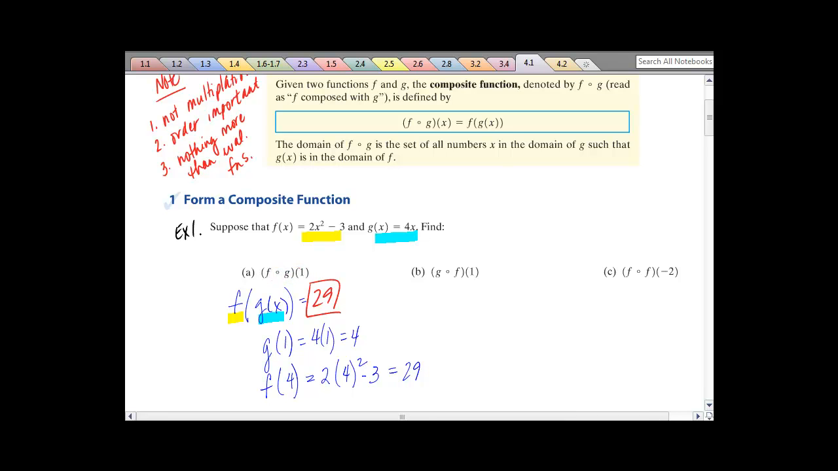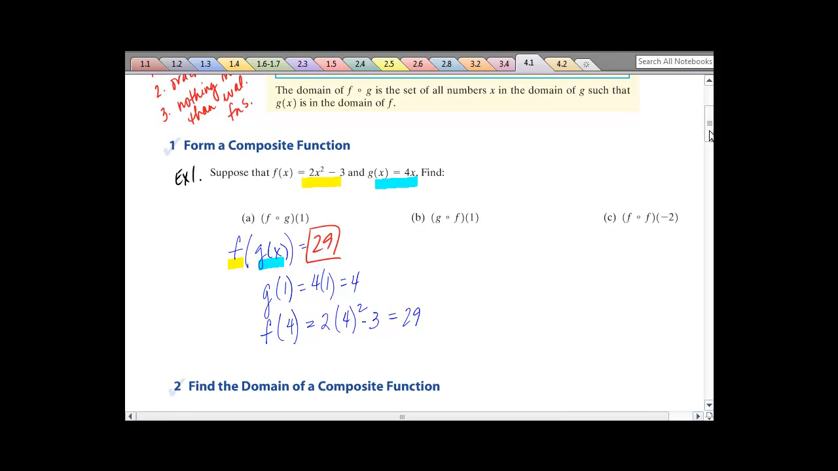In other words, I evaluate the inside function, and then I evaluate the outside function at this new value. Okay, let's try that again. Remember, order is important. This time I have g composed with f. If I read this from left to right, I start with the g on the outside, I write the f on the inside, and that's how I'm going to perform the function. So the first thing I need to do this time is evaluate f of x at 1.